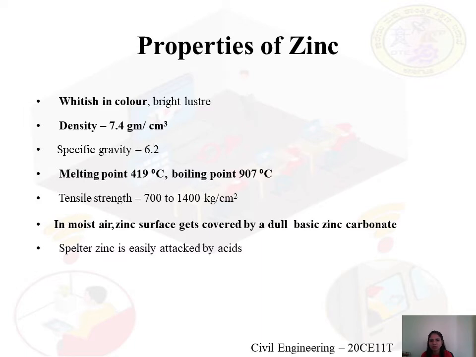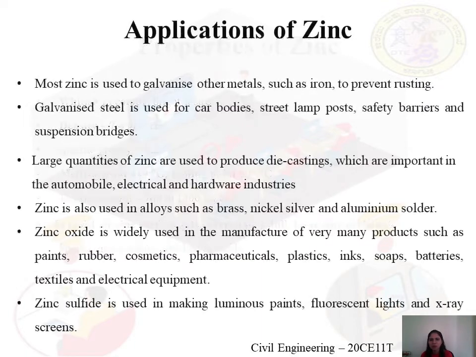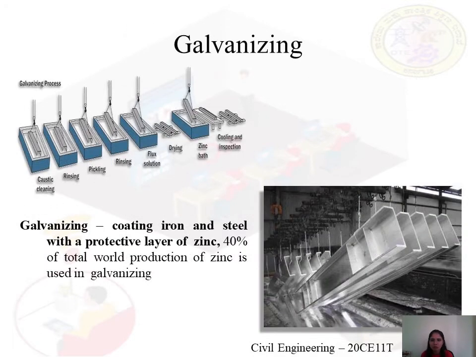It's very simple. The next one is the application of zinc. Where is zinc going to be used? Zinc is mostly used in galvanizing other materials. See here, galvanizing is coating iron and steel with a protective layer of zinc. Iron and steel are coated with a zinc layer. 40% of the total world production of zinc is used for galvanizing.